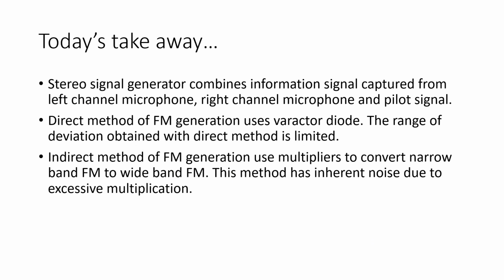These are the takeaways from today's lecture. Stereo signal generator combines information signal captured from the left channel microphone, right channel microphone and pilot signal. Direct method of FM generation uses a varactor diode. The range of deviation obtained with the direct method is limited. Indirect method of FM generation uses multipliers to convert narrowband FM to wideband FM. This method has inherent noise due to the excessive multiplication. Thank you.